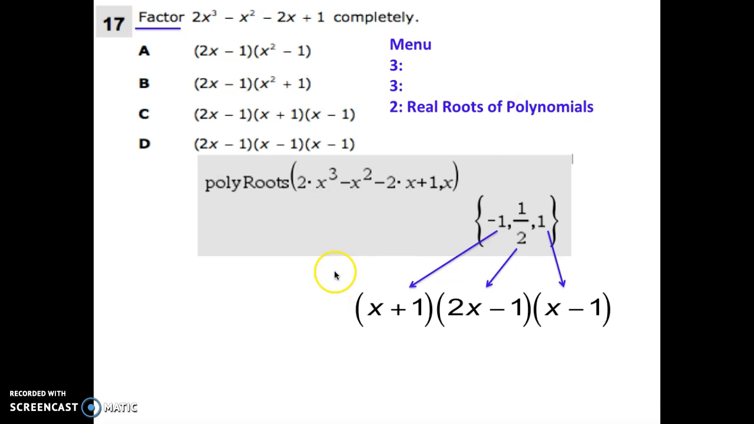So we look for which answer choice has those three exact same pieces. The only one that has the exact same three pieces, minus 1 and plus 1, and the 2x minus 1, is letter C. Please make sure you don't confuse that for letter D, because I actually did it first, and you've got to be really careful when you're looking at these symbols that you don't select the wrong one by mistake. Okay, let's go to the next question.